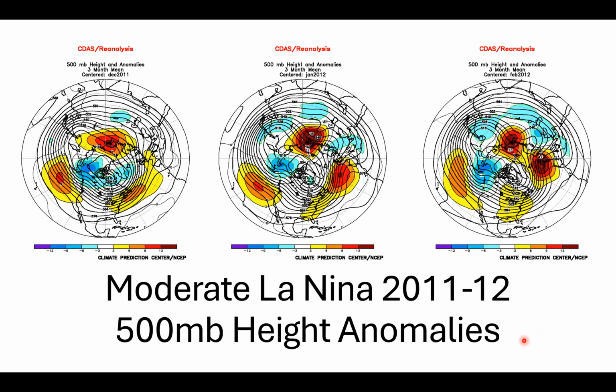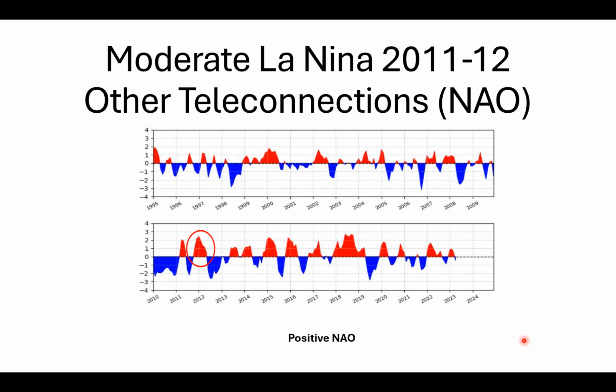This goes to show you how the pattern can completely flip. Now, this was a back-to-back La Nina situation. 2010, 2011, we said was strong. Then the following winter, we still had La Nina conditions in place and it was moderate. What were some of the other teleconnections? What was the NAO like in that moderate La Nina winter of 2011-12?